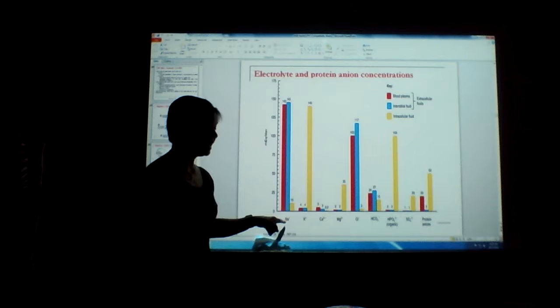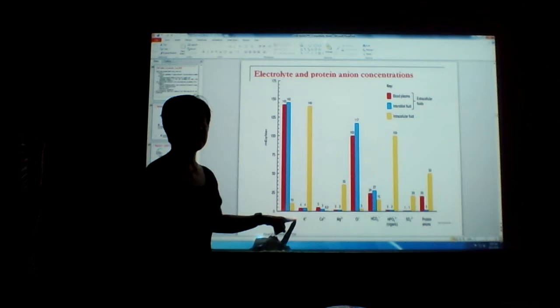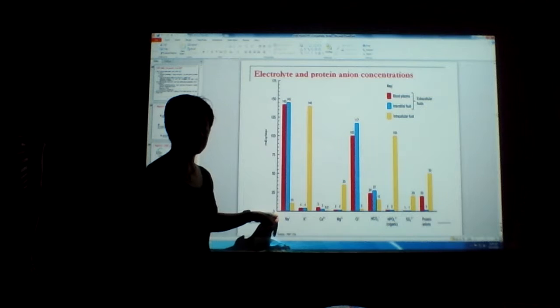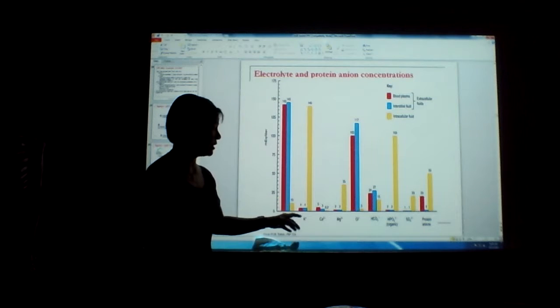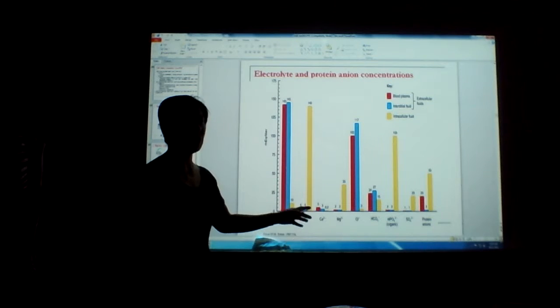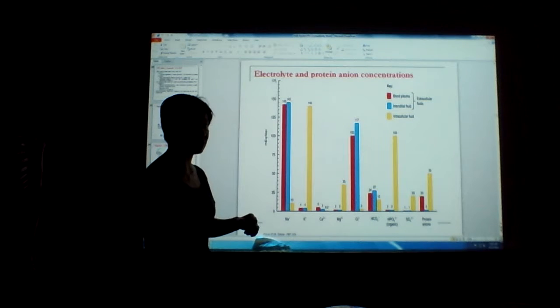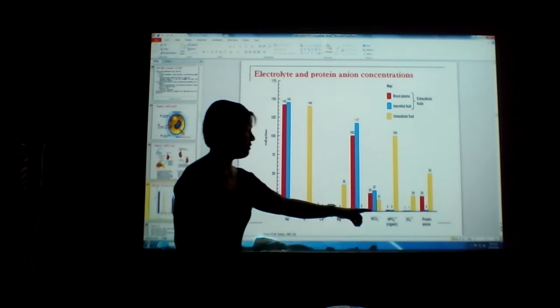And this is why extracellular is sodium. That's why a lot of the IV fluids we give have sodium: sodium chloride, 0.9%, 1.2% sodium chloride, lots of sodium. Potassium is most abundant inside. Now we look at the anions. The most abundant anion, negatively charged electrolytes, inside is phosphates.